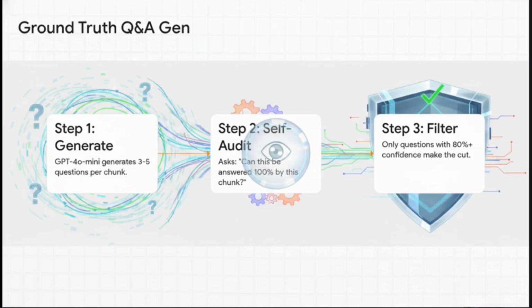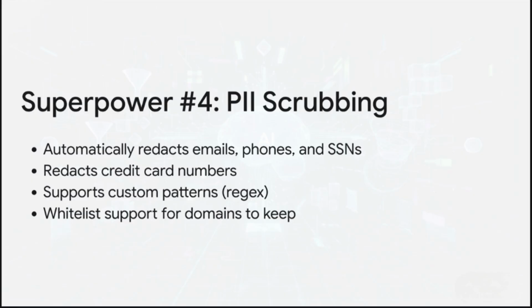And the 4th superpower, PII Scrubbing, is basically an automated safety net. It automatically finds and redacts all that sensitive, personally identifiable information, helping you stay compliant with rules like GDPR and just preventing accidental data leaks before they can ever happen.